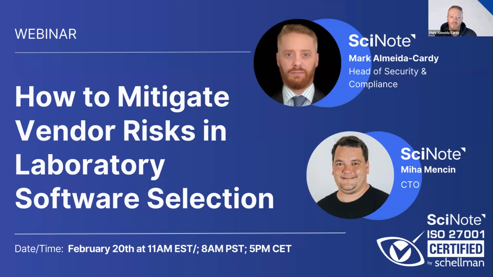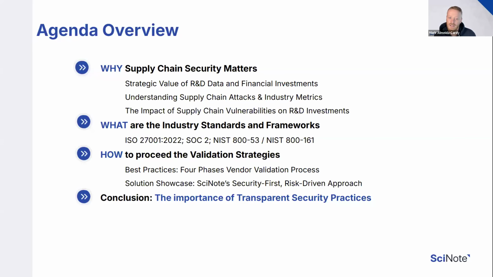Right. So we'll start with the why of supply chain attacks. Supply chain security is essential, so we'll look at the strategic value of your R&D data, what supply chain attacks look like, and their impact on your investments. Next, we're going to dive into what industry frameworks such as ISO, SOC 2, and even standards like NIST offer. And then we'll move across to how you can validate vendors effectively, including best practices and SciNote's security-first approach.